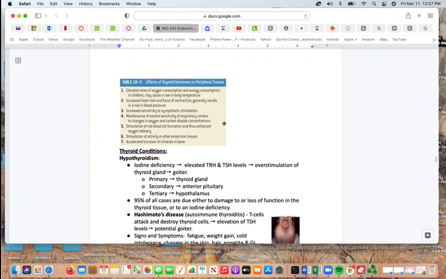So this table here just gives a few effects summarized of the thyroid hormones on the peripheral tissue. So controlling body temperature, heart rate, blood pressure, sensitivity to sympathetic stimulation. It can affect the respiratory centers, blood cell formation and oxygen delivery, sensitivity in other endocrine tissues, and then the turnover of minerals in bone.